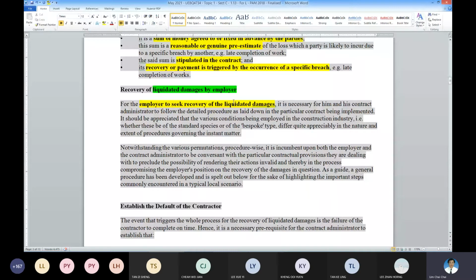because it is a private arrangement, whether the employer wants to deduct it today or now or later, or even doesn't want to deduct. It's up to the employer. It's nothing to do with the contract administrator.